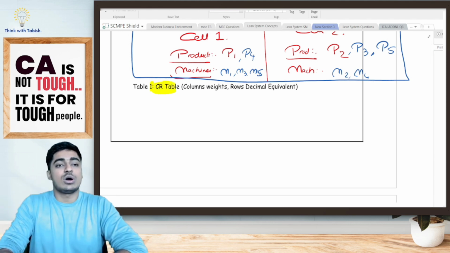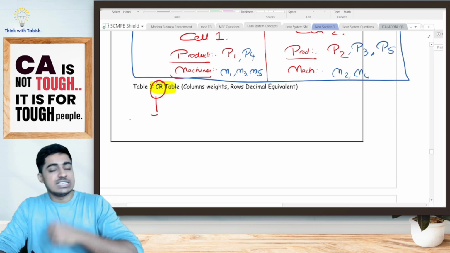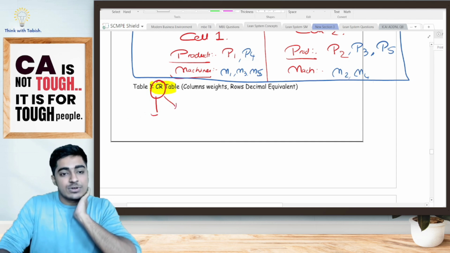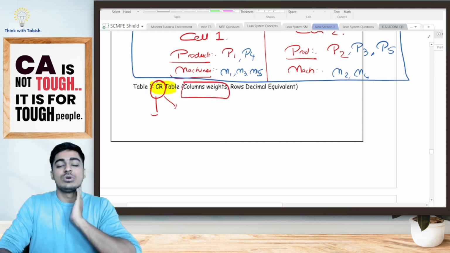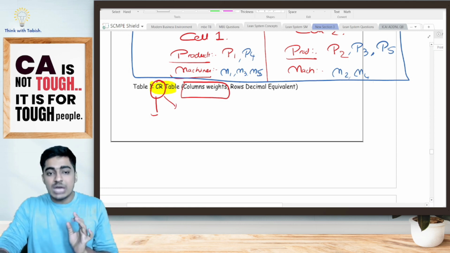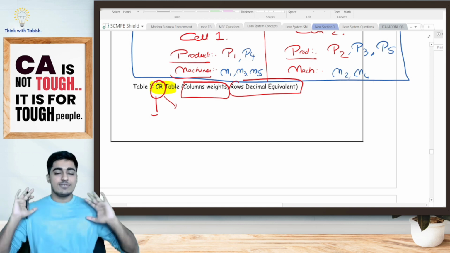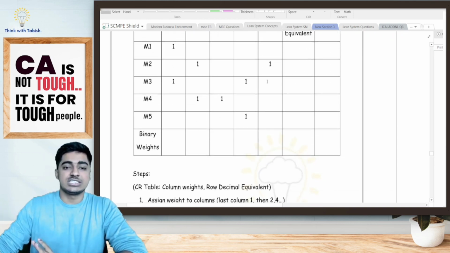Okay. So we are going to call it the CR table. CR table: C stands for column, R stands for rows. So what am I going to do? For my columns, I am going to give the weights. For my rows, I am going to give the decimal equivalent. Does it make sense? No issues. We will explain now, just pay attention.